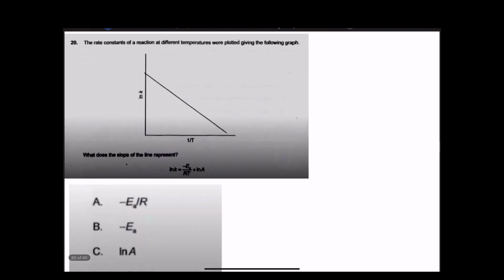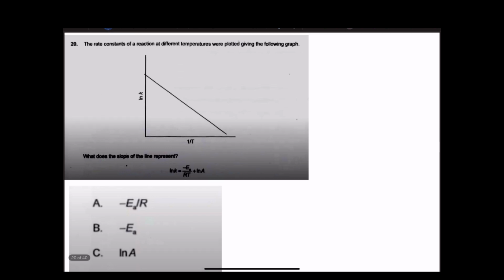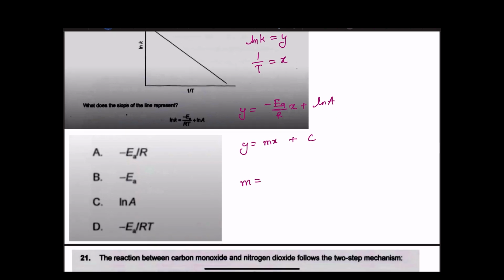Now moving to the next question. If we have the graph between ln k and 1 by T, we have to find what the slope of this line represents. So ln k is on the y-axis, 1 by T is on the x-axis. So I can write the equation as y equals minus Ea by R x plus ln A. Compare it with y equals mx plus c. So whatever is multiplied with x, that's my slope. So slope would be minus Ea by R. This is the slope and our answer would be option A.